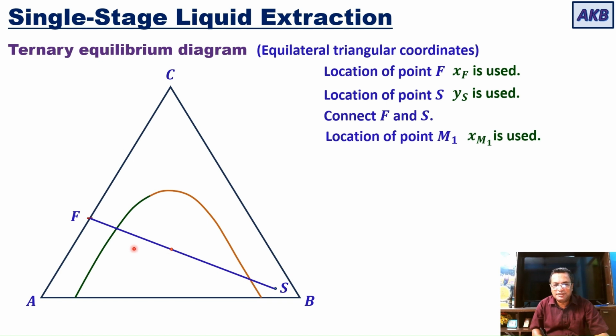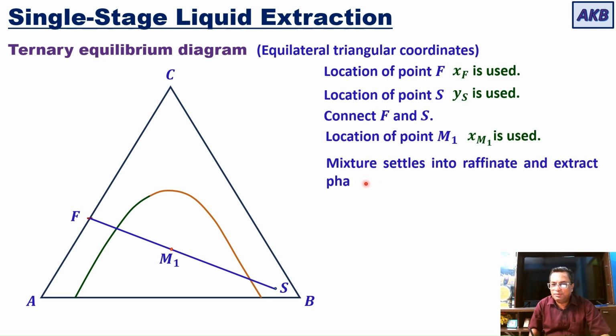First thing is, since F and S form the mixture, point M1 will be lying on the line that connects F and S. So point M1 may be lying over here, point M1. So how are you going to locate it? You are going to locate it by using the value of XM1. Okay, so that is the case.